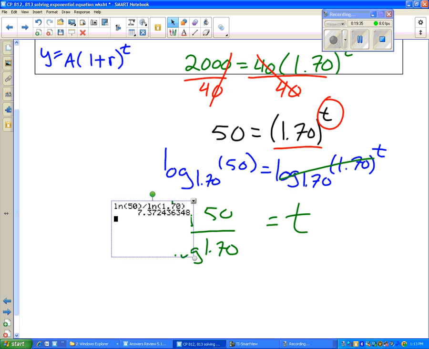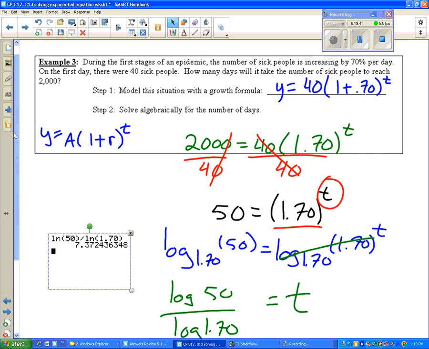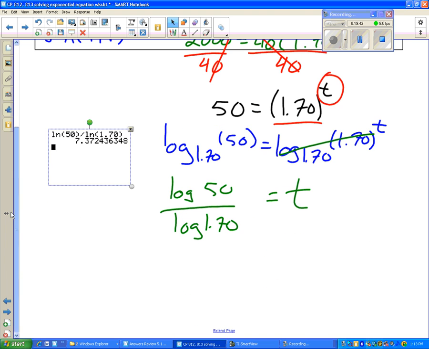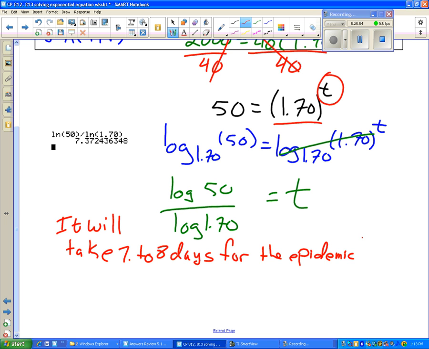7.37. Now, one more time, let's talk about my epidemic. How many days will it take to get to 2,000 people? It will take 7 to 8 days for the epidemic to reach 2,000 people.